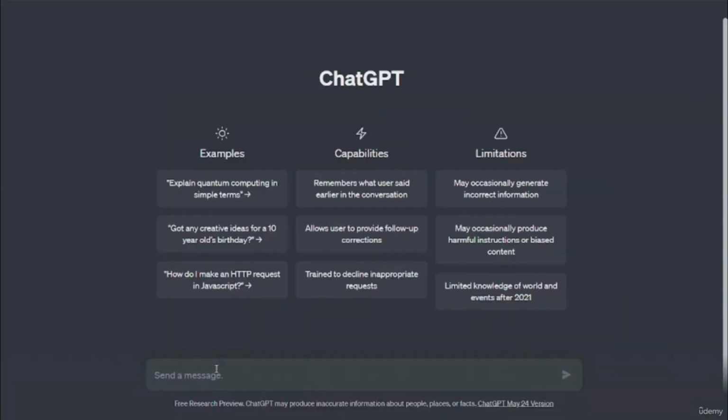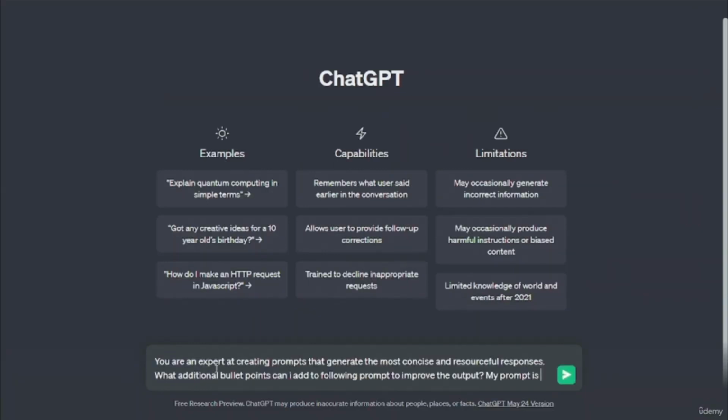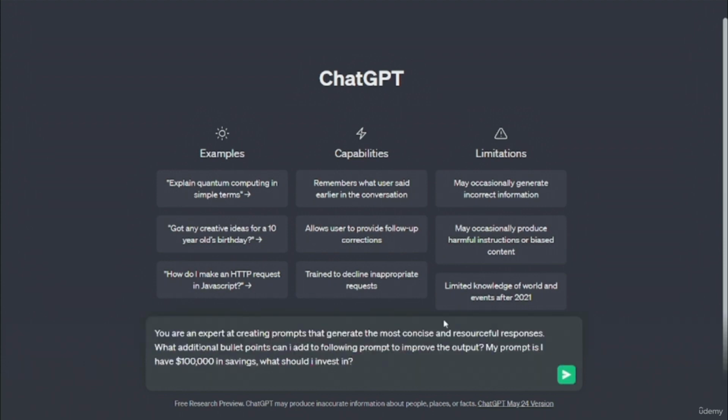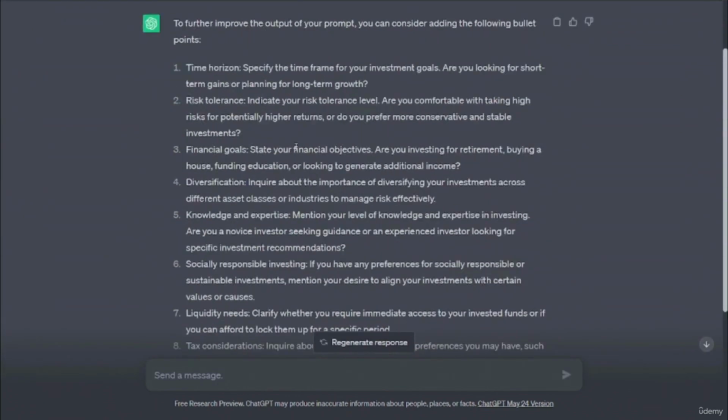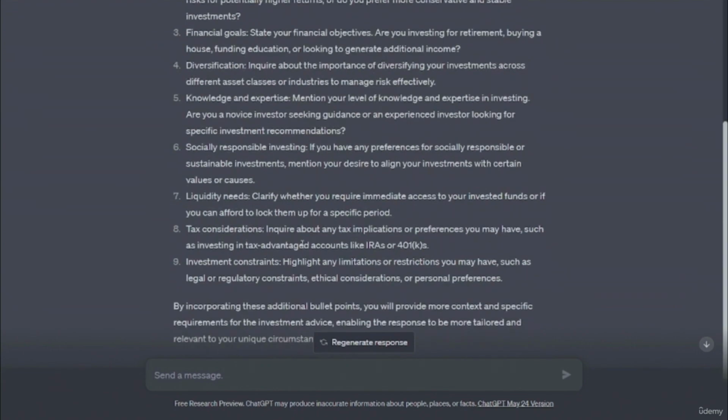Okay, following our formula, first of all, we'll type in the first part of our formula and write in the example that I told you about earlier. I will ask it, I have $100,000 in savings. What should I invest in? Let's see what it says to us. As you can see, we have a very in-depth bullet point list of around 10 things.